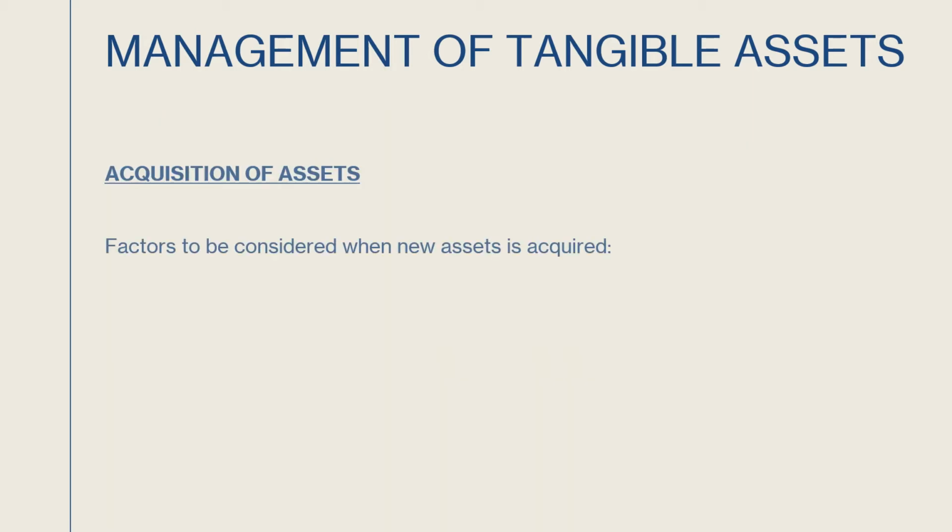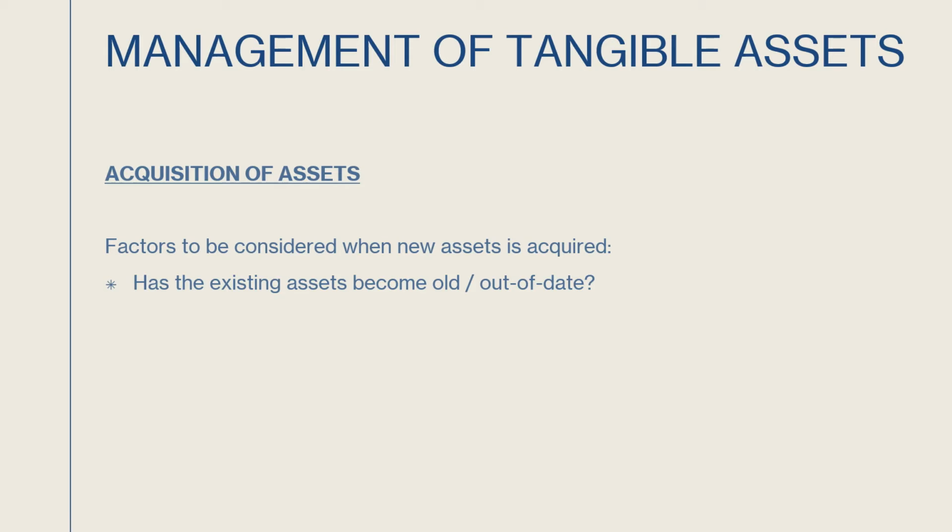Now when we look at the acquisition of assets, there are certain things that we need to consider when we decide whether we are going to buy new assets. Factors that we have to look at before we make the decision to purchase a new asset. The first thing is we have to look at our existing assets. The assets that we actually have in the business, have they become so old and out of date that they serve no purpose anymore?